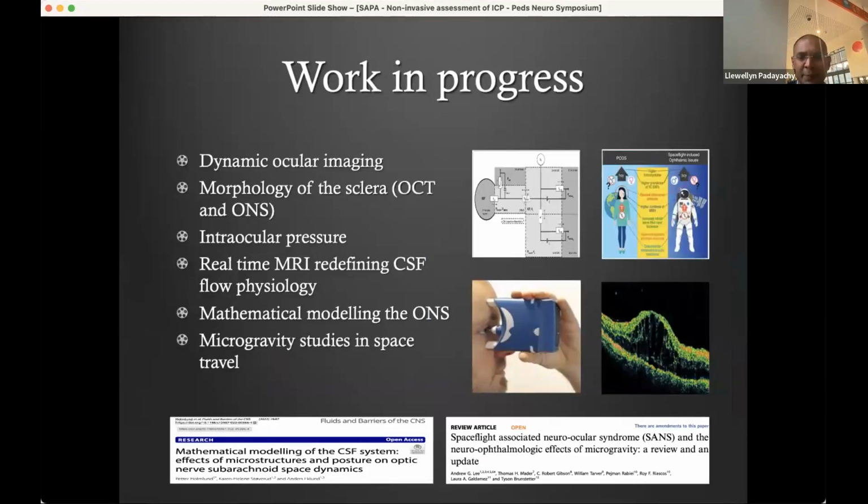So where are things going in progress? There's dynamic imaging, morphology of the sclera, intraocular pressure. There are all sorts of mathematical modeling studies going on. So there's a lot of work, and I expect in the next 5 years, maybe less than that, there should be an advance in terms of the diagnostic accuracy.